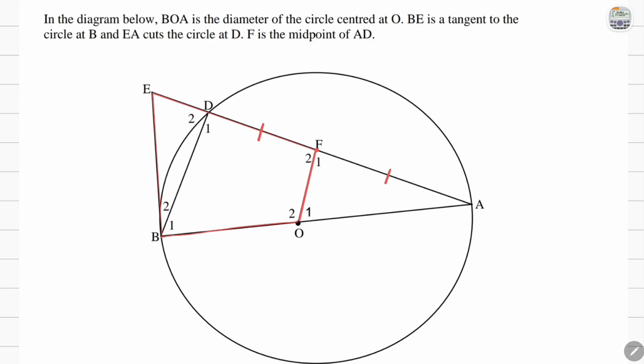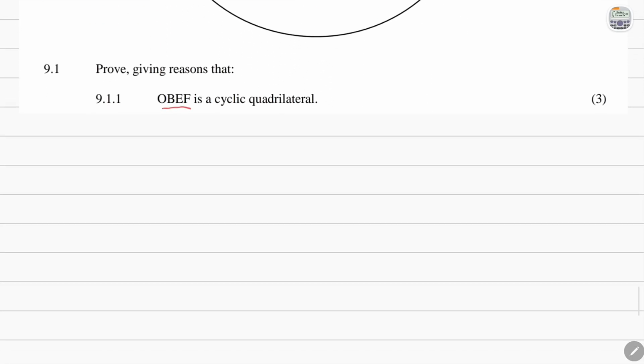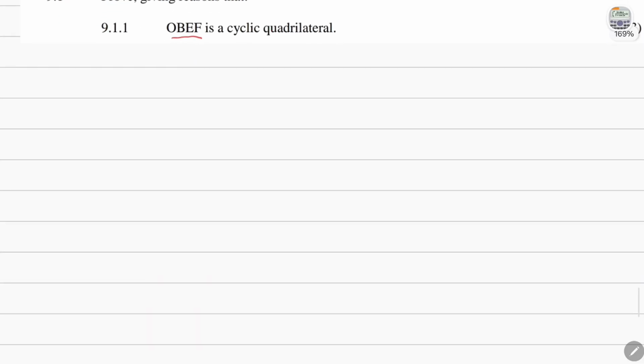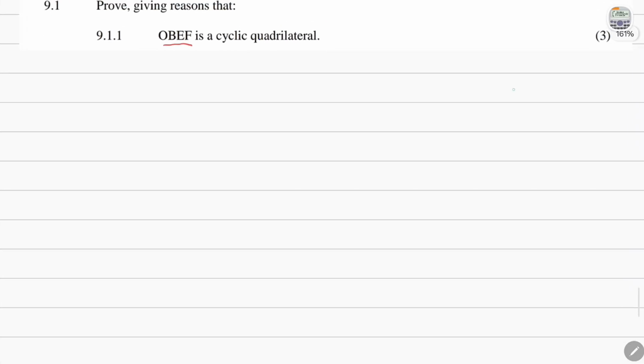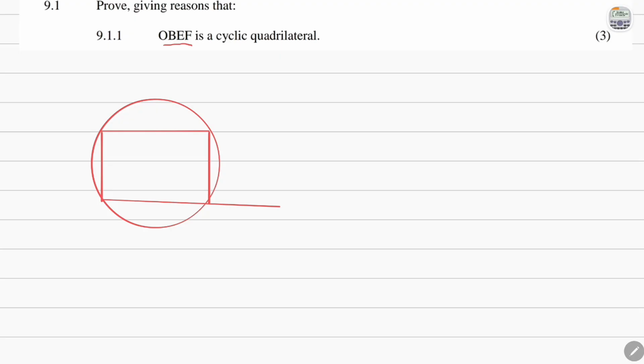There are some theorems that we can use to prove that a shape is a cyclic quad. The first is this theorem: if we can prove that the exterior angle of a quad is equal to the opposite interior angle, then it makes this shape a cyclic quad.